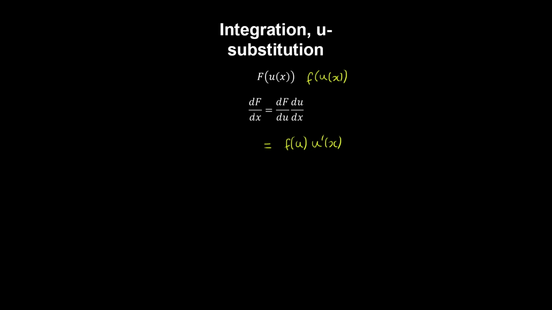And now if we separate dx and then integrate both sides of the equation, then what we get is the antiderivative as a function of x. And we can write this in another form. So du/dx dx is du. And this is the form where we can apply u-substitution. So from this expression, u-substitution works where we have the function of u multiplied by the derivative of u. And we'll see that in several examples.